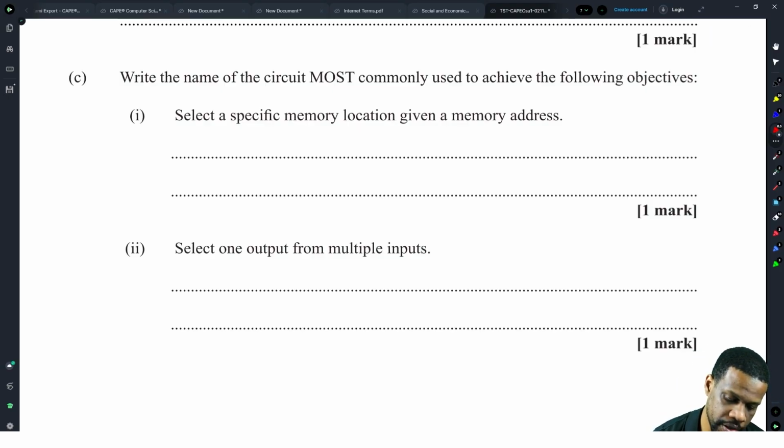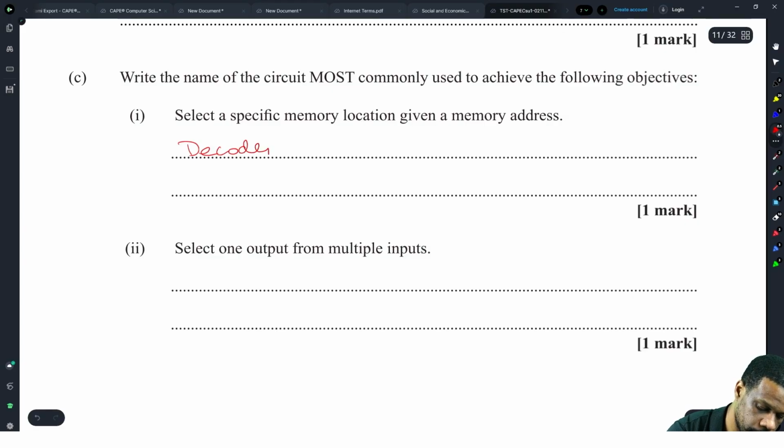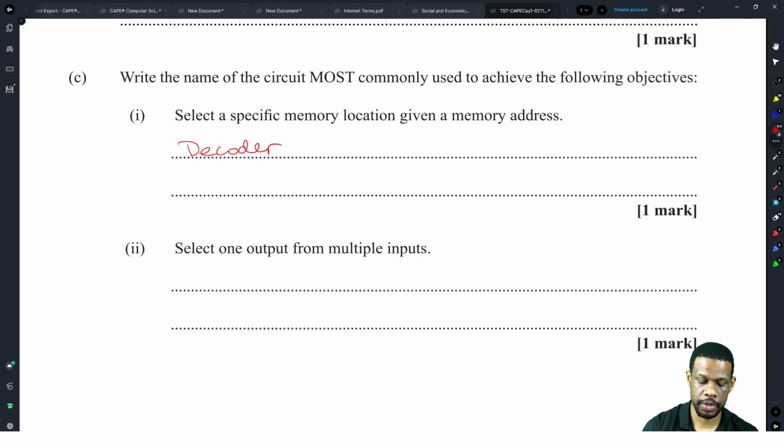Write the name of the circuit most commonly used to achieve the following objectives. Select a specific memory location given a memory address. Ooh, this is tough. A specific location given a memory address. If you get a memory address, it will choose a particular location. When you get a memory address, it will be 8 bits coming in. And those 8 bits will have, I want to say, a decoder. A decoder is used to select memory addresses, yeah.